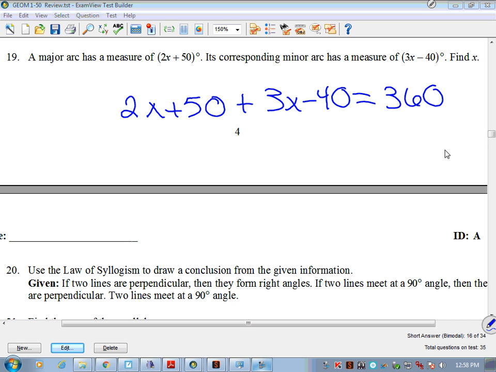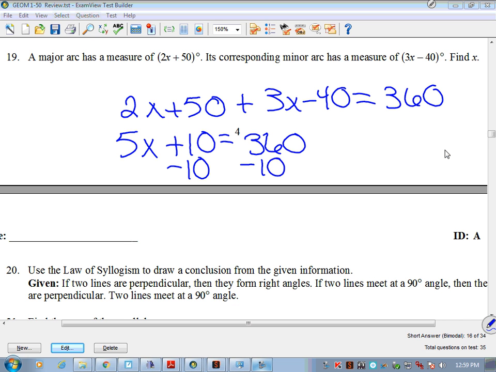What's next? Brenda. Okay, give me some like terms to combine. 2x plus 3x equals 5x. 50 minus 40 equals positive 10, right? So 5x plus 10 equals 360. What are we going to do after that, Brady? You're going to subtract 10 on each side. Subtract 10 on both sides. Very good. So 5x equals 350. What am I going to do to solve for x here?